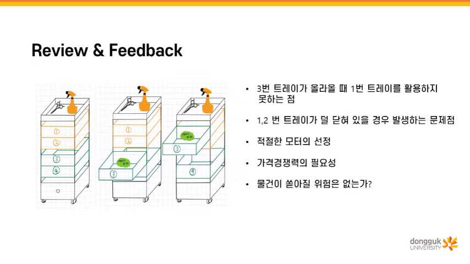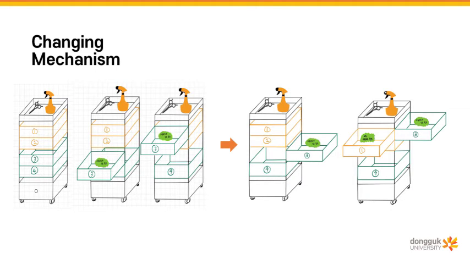Problems caused by the different movement of the first and third tray. Which motor will we need? Won't it be more expensive than the existing trolley? A risk of spilling a tray.